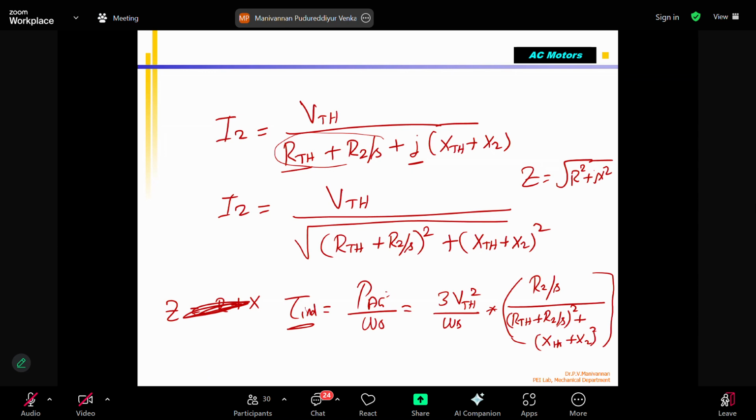Okay. Let me stop here. In the next class, we will discuss a little more about controlling the motor, and how adding external resistance in the rotor of a wound rotor motor will improve the torque, the starting torque, all those things we'll see in the next class.